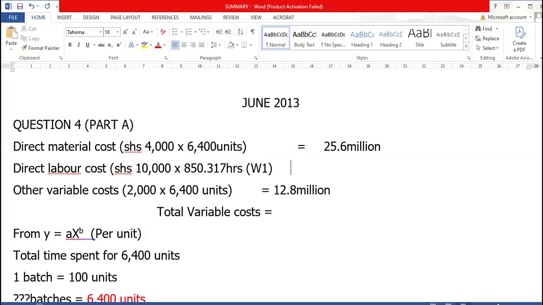What do you get? This will be shillings, once or 10,000. That is 10,000 times 850.317. So I get, okay, well, 8.5 million, if you want to keep your figures in millions. All right. So finally, your total variable cost will be add, and tell me the answer.